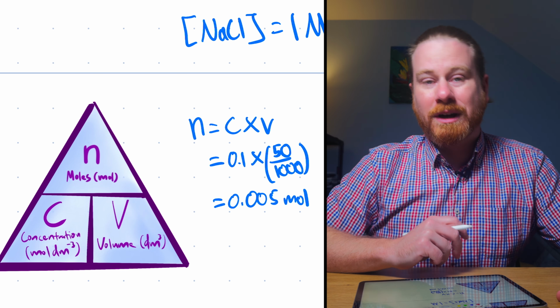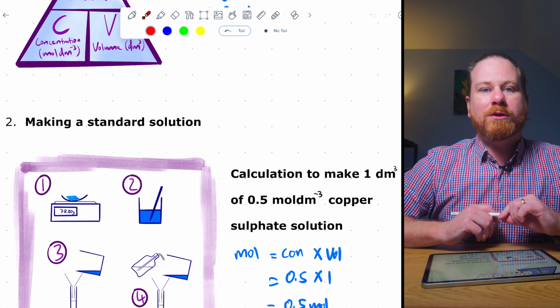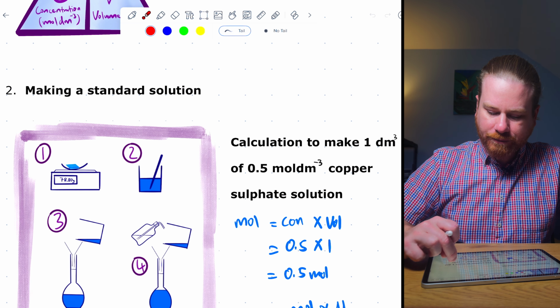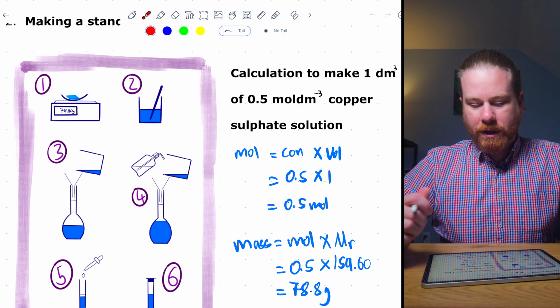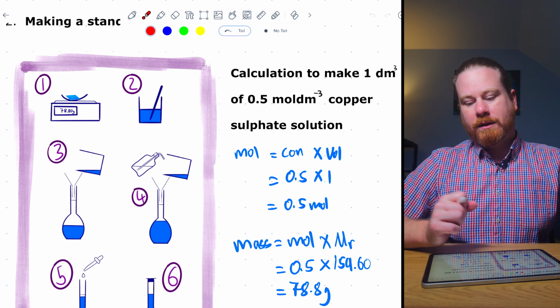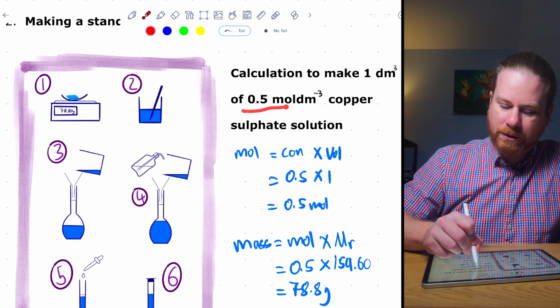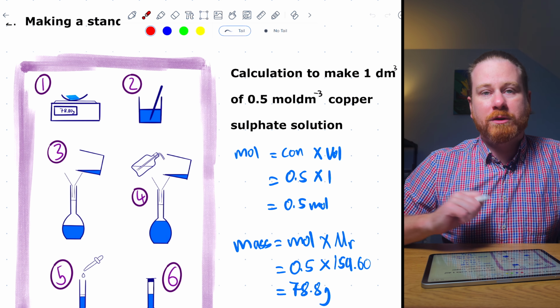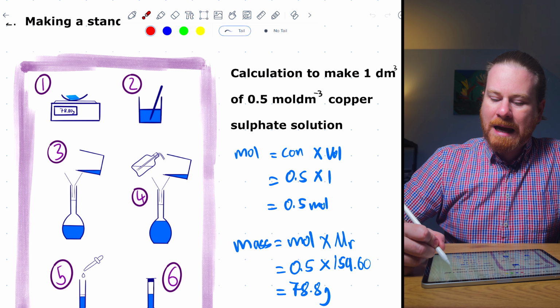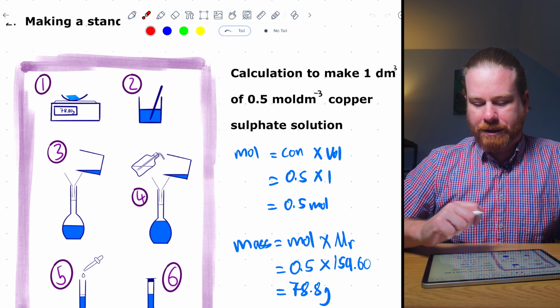Okay, so now on to our first practical use of the concentration equation triangle. It's making a standard solution. Making a standard solution is explicitly mentioned in your syllabus, so make sure you learn these steps. In our example, we're going to be making a copper sulfate solution because it has a nice lovely blue color, and we want our solution to have a concentration of 0.5 moles per decimeter cubed, and we want to have a litre of that solution.